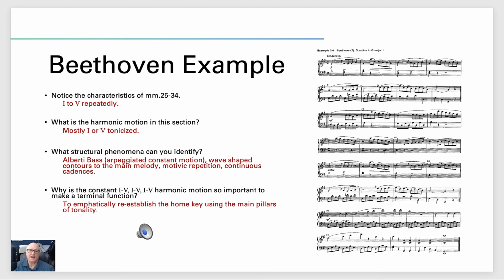And then why is the consistent 1-5, 1-5, 1-5 harmonic motion so important to make a terminal function? It's to reestablish emphatically the home key using the main pillars of tonality. So listen to what Beethoven did.